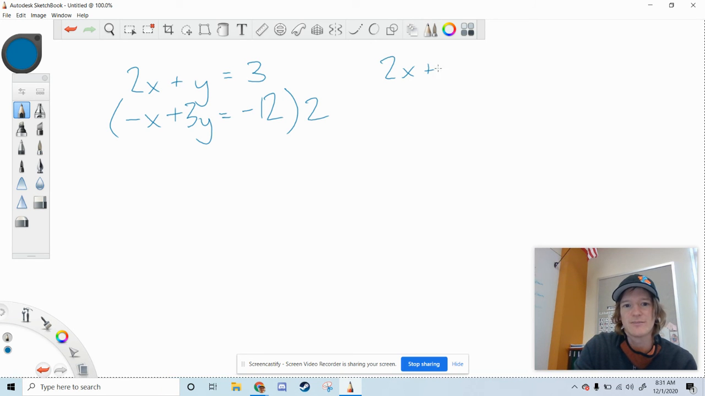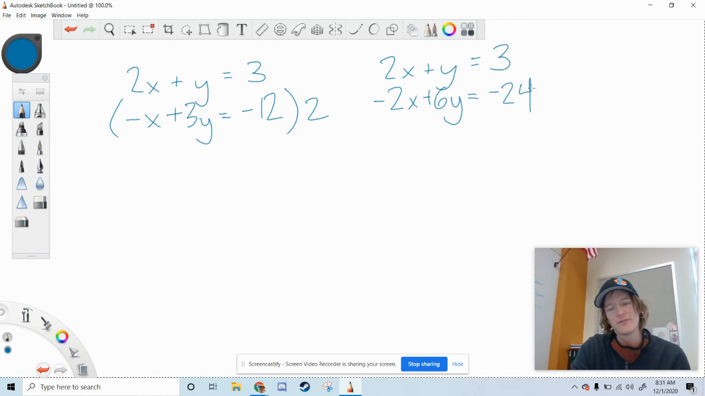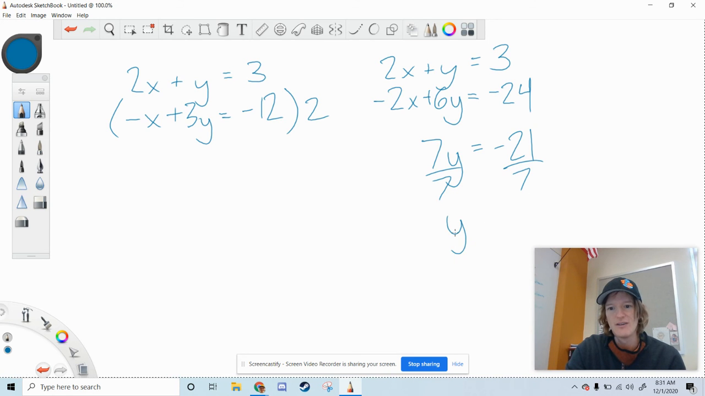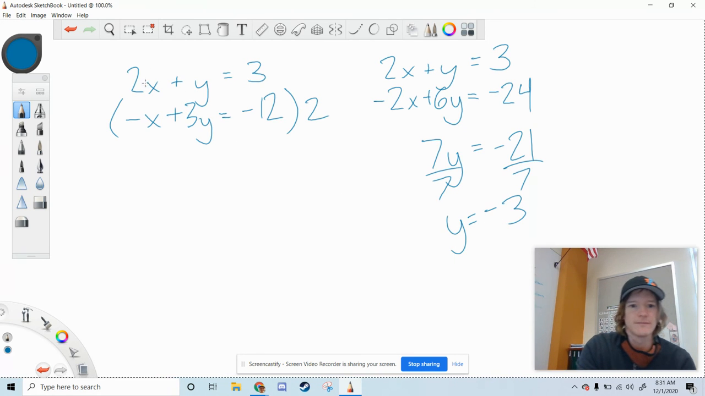So we've got 2x plus y equals 3. We'll have negative 2x plus 6y equals negative 24. The x's go away. We'll have 7y equals negative 21. Divide by 7. Y equals negative 3. Let's put it into the top one.